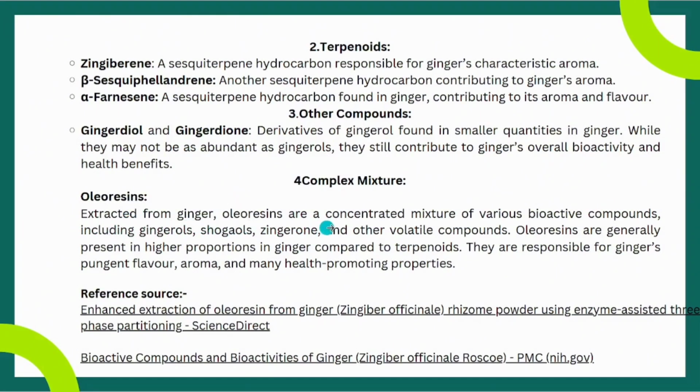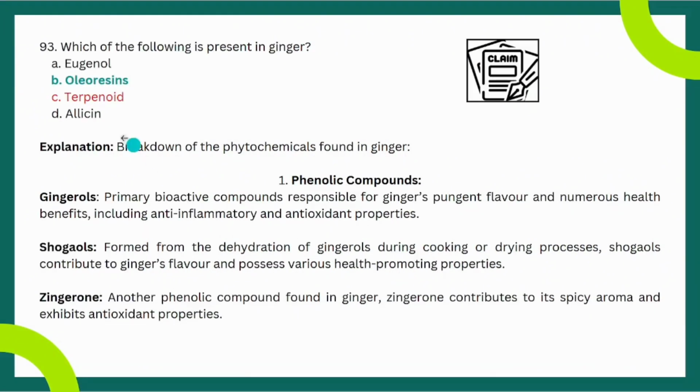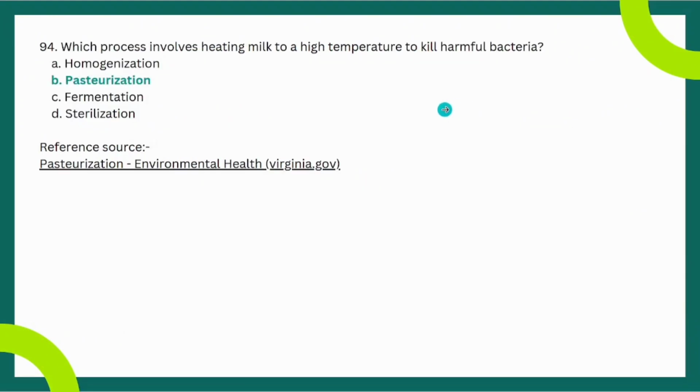The oleoresins are extracted from ginger, which are a concentrated mixture of various bioactive compounds which consist of gingerols, shogaols, gingerone and other volatile compounds. Oleoresins are generally present in higher proportions in ginger compared to terpenoids. They are responsible for ginger's pungent flavor, aroma and many health promoting properties. So the answer given in the official key is terpenoid, which is not the right answer. The correct answer is oleoresin. So you can claim this in the objection with the following references.